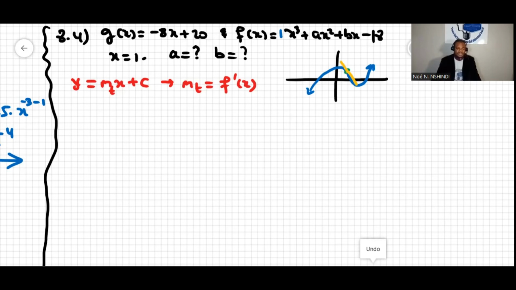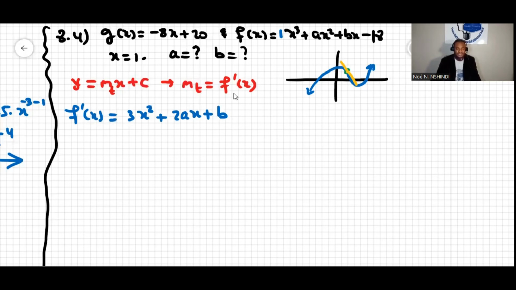what we're going to do is find the gradient of this tangent, which is the derivative of the function. I'm going to do f prime of x, which is equal to 3x squared, okay, applying the derivative formulas, plus 2ax plus b, and then the negative 18 derivative will be 0 because it is a constant. The derivative of a constant is 0. The derivative of a constant is always 0.